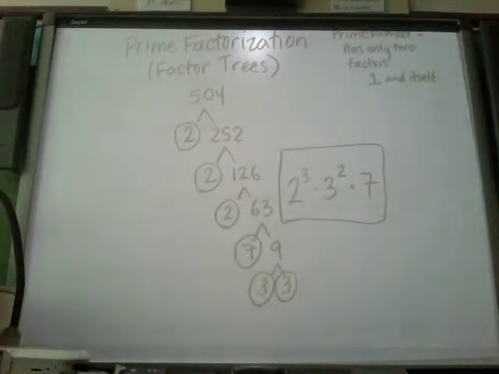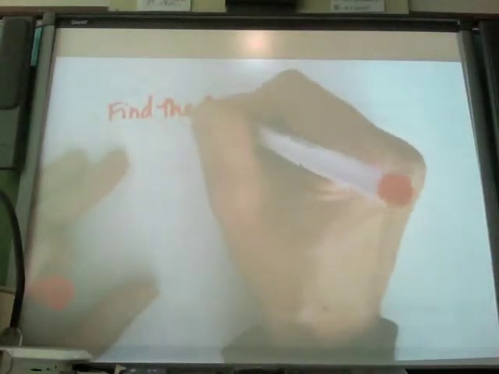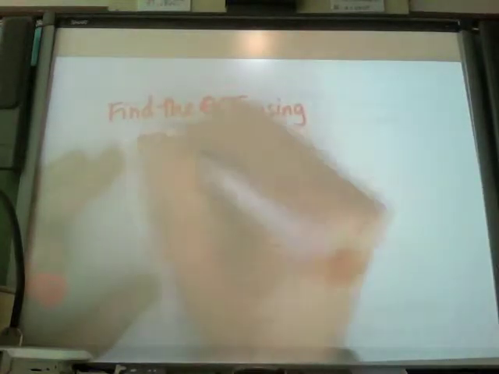Okay, final thing you're going to be doing. I'm just going to show you an example. We're not going to do another prime factorization since we're short on time today, but let me show you an example of what it would look like. You're going to use this to find the greatest common factor, the GCF, using prime factorization.